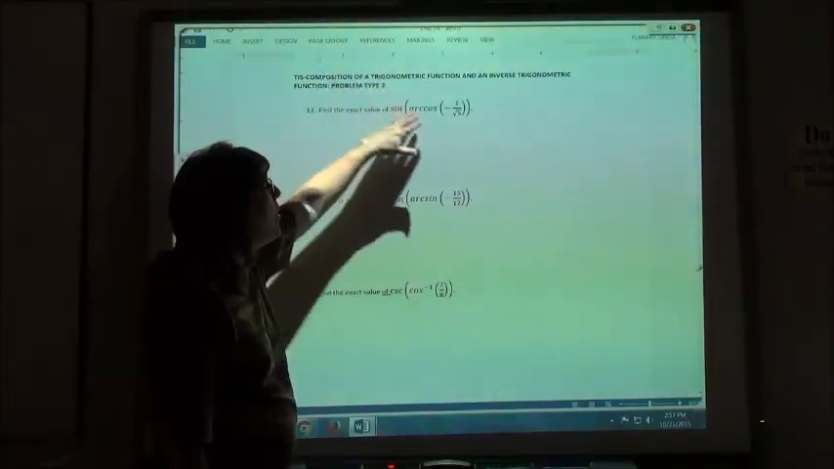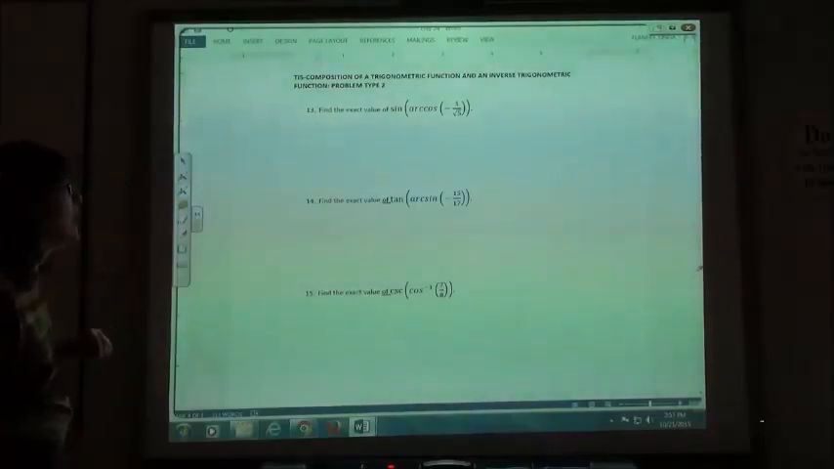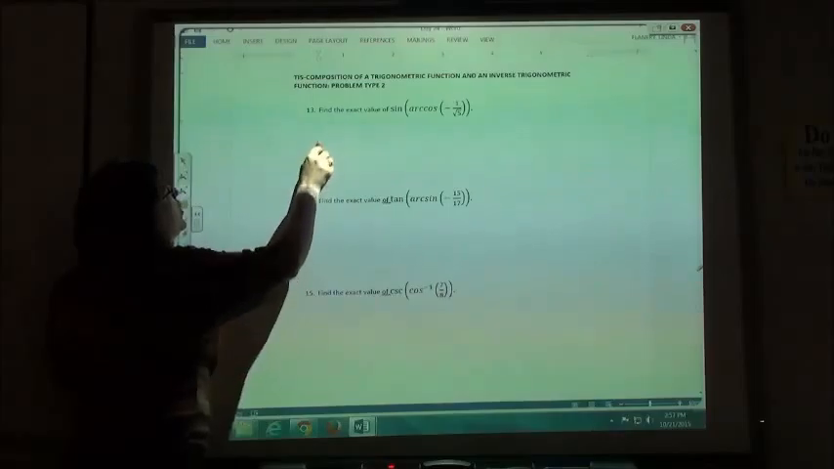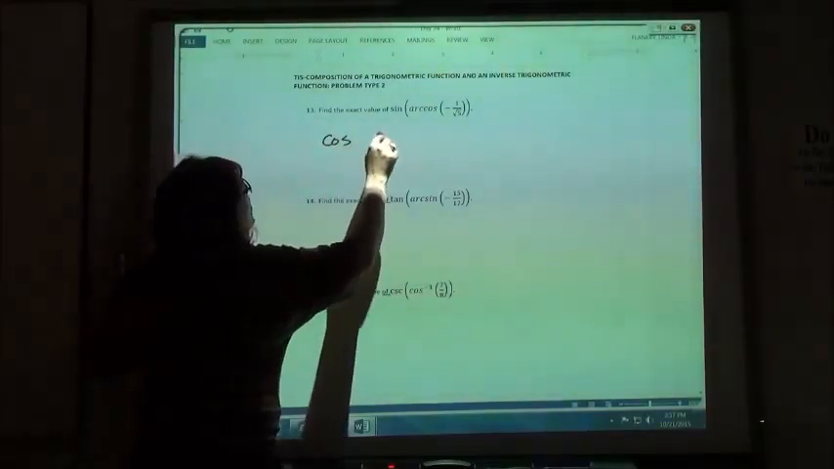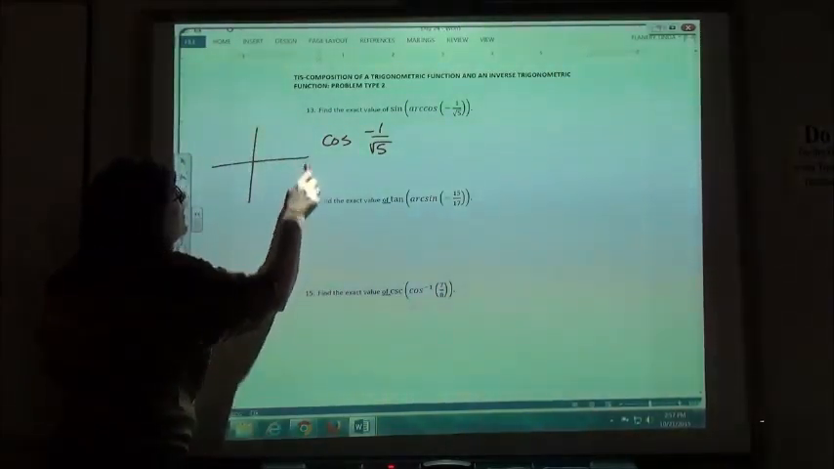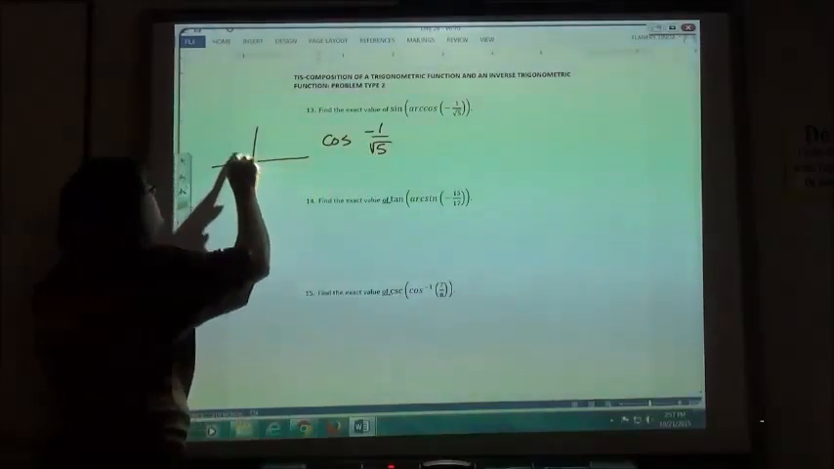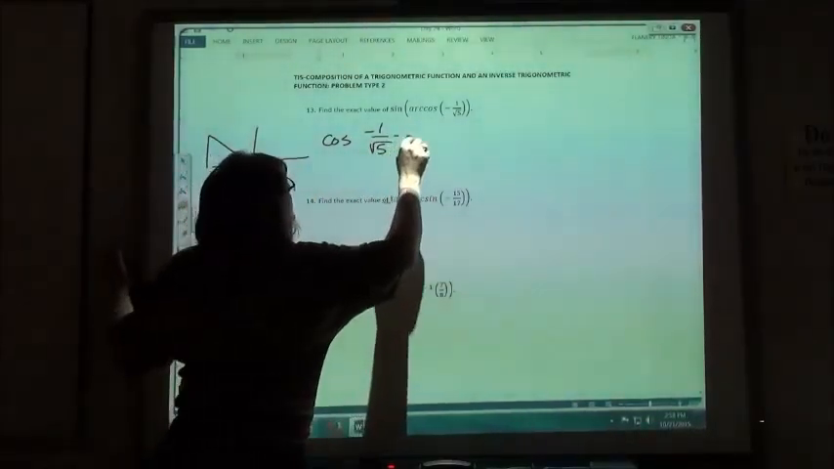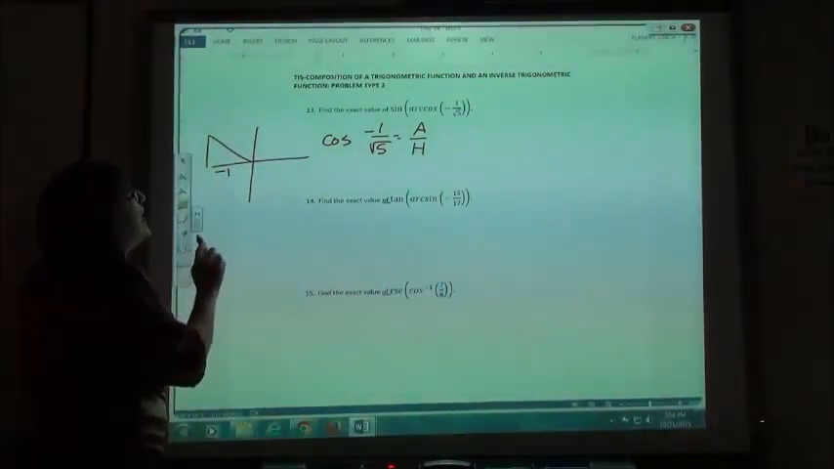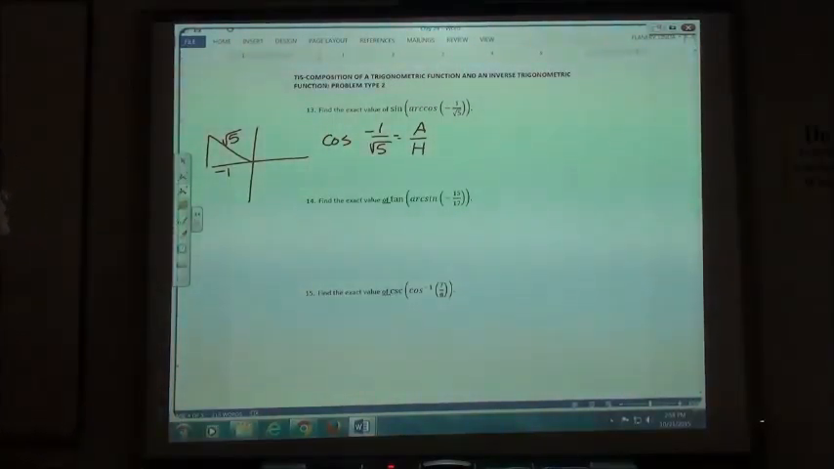Do I have pi in the problem, or do I have problems without pi in there that I can draw my reference triangle? So I'm going to do the inverse cosine. If I'm doing the inverse cosine, I know I have negative 1 over the square root of 5. Cosine is going to be negative in quadrant 2. Cosine is the adjacent over the hypotenuse. So the adjacent is negative 1. The hypotenuse is a positive, it's always a positive, square root of 5.